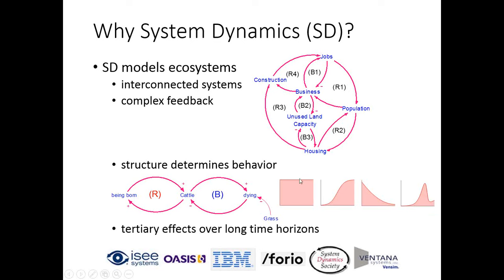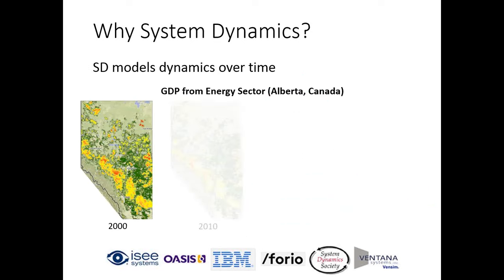We also use system dynamics because we can look at tertiary effects of policies over a very long time horizon. So we may choose a policy that in a short time horizon looks really good and looks like it's going to work, but if we look at a longer term time horizon, it actually comes back and causes us problems.